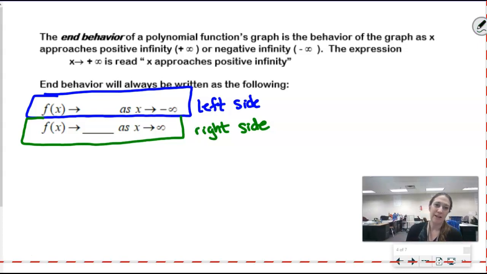So what end behavior is asking is, as I look at my function, if I am a little bug traveling along the far left side, where's my bug going? Is he going up forever? Is he going down forever? Later on, we'll see sometimes they approach asymptotes. Similarly, what's happening on the right side? Are you going up forever? Or are you going down forever? So today for polynomials, there's really only two choices. Either the function is going up or it's going down on the far sides.